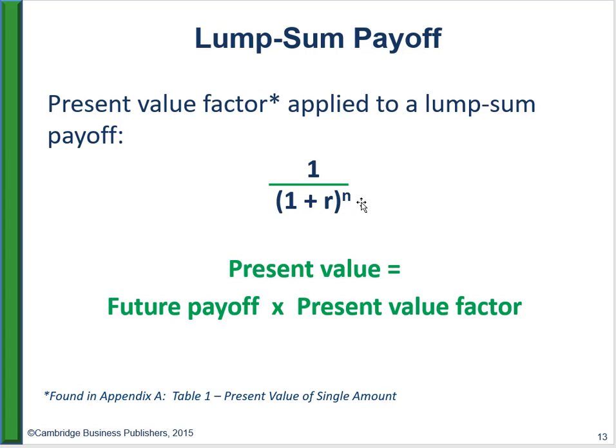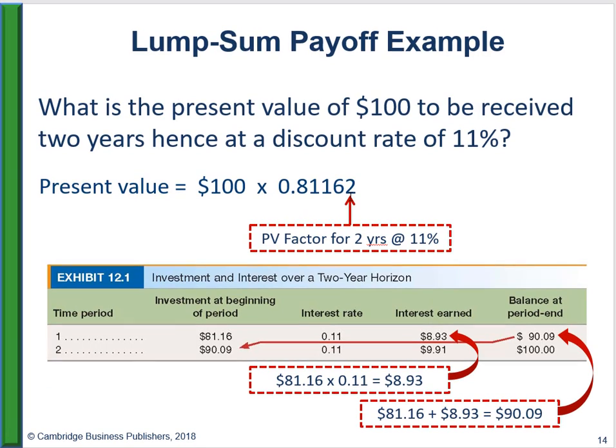So if you type in 1 divided by 1.11 raised to the power of 2, that's going to produce the same result as 100 times the present value factor of 0.81162. You can use it in Excel, or you can use a financial calculator. You're going to get 90.09 as a result, regardless of which method you use. That's the present value of a cash payment, not a series, just one cash payment 2 years from now, discounted at 11%.